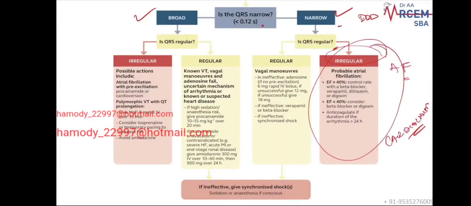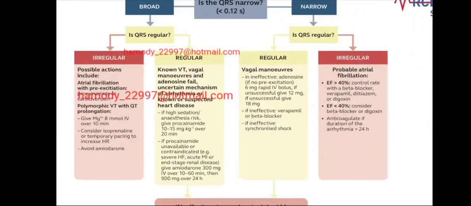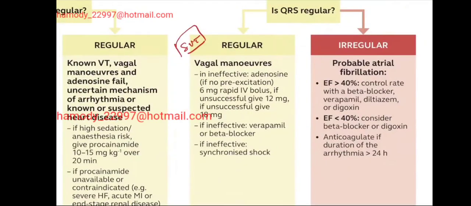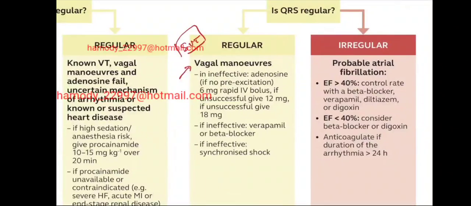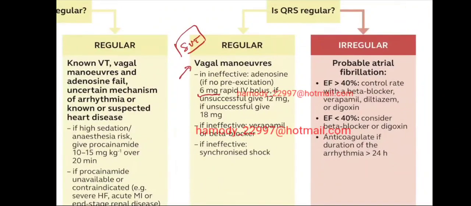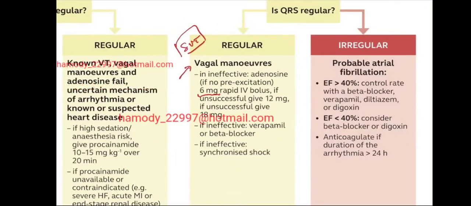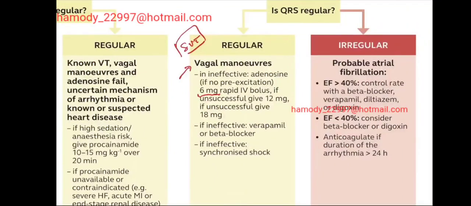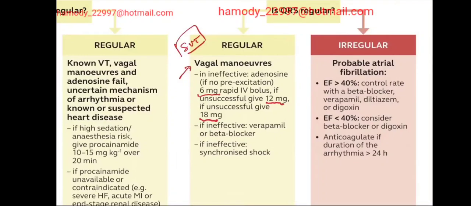Next one is, what if it is a narrow QRS complex, but the rhythm is regular? If the rhythm is regular, most of the time we are thinking of an SVT. The treatment of the SVT has remained the same. It has not changed. First, we do a vagal maneuver. If that is not effective, then we give 6 mg of adenosine via the antecubital fossa, through a large IV bore cannula, followed by a fresh rapid infusion. You need to give it rapidly, because it has a very small half-life of a few seconds. If that is unsuccessful, we can give 12. If that is also unsuccessful, we can give 18.